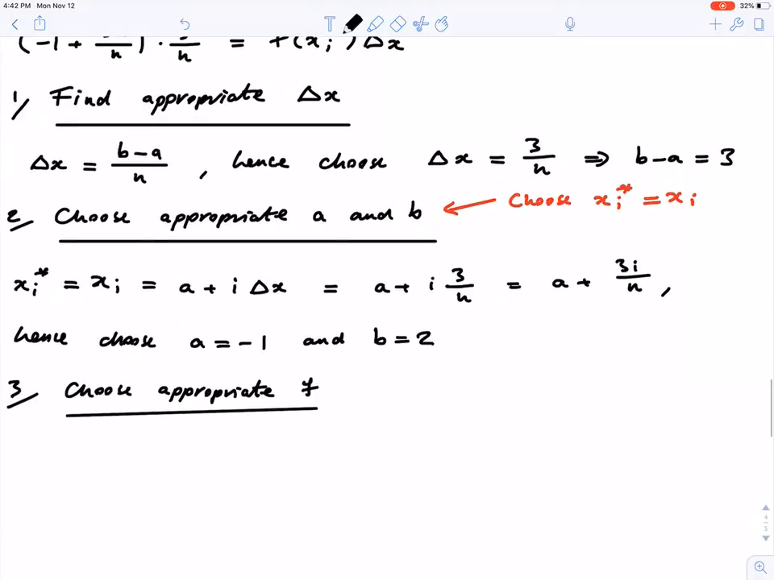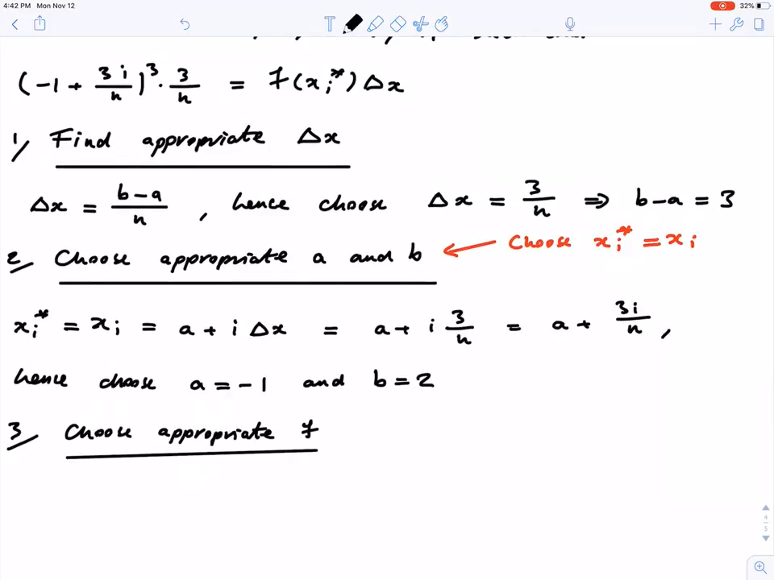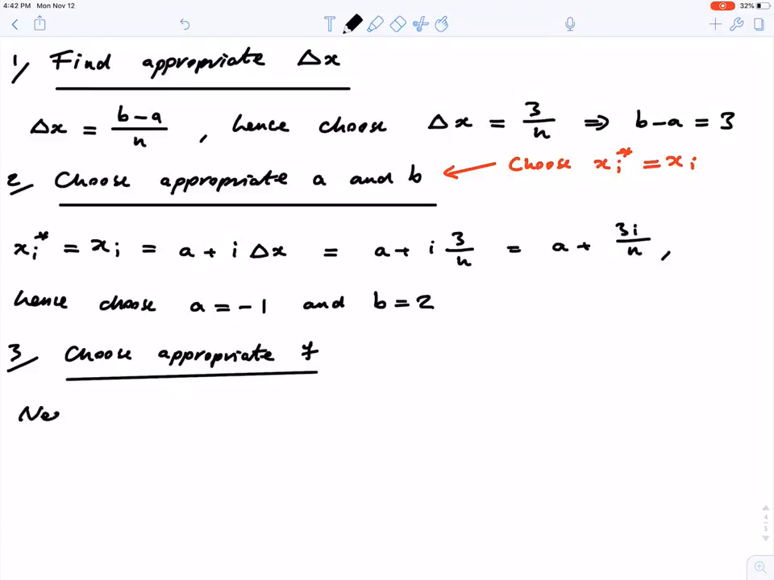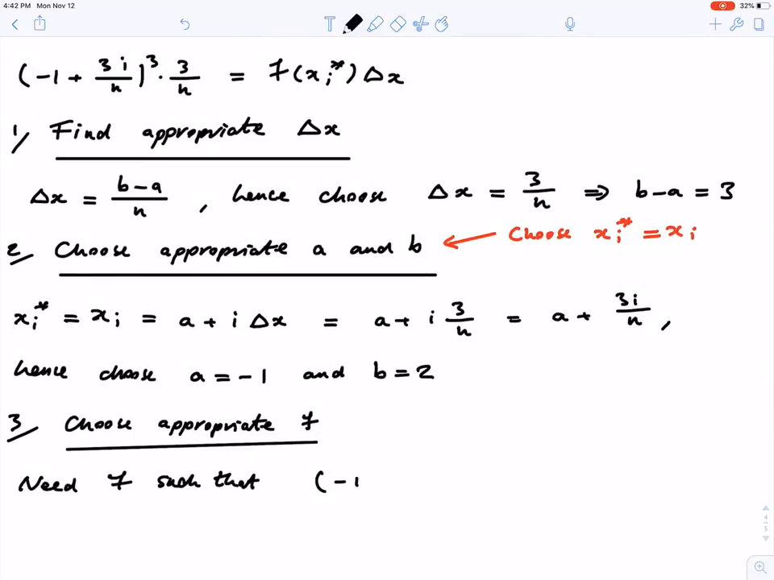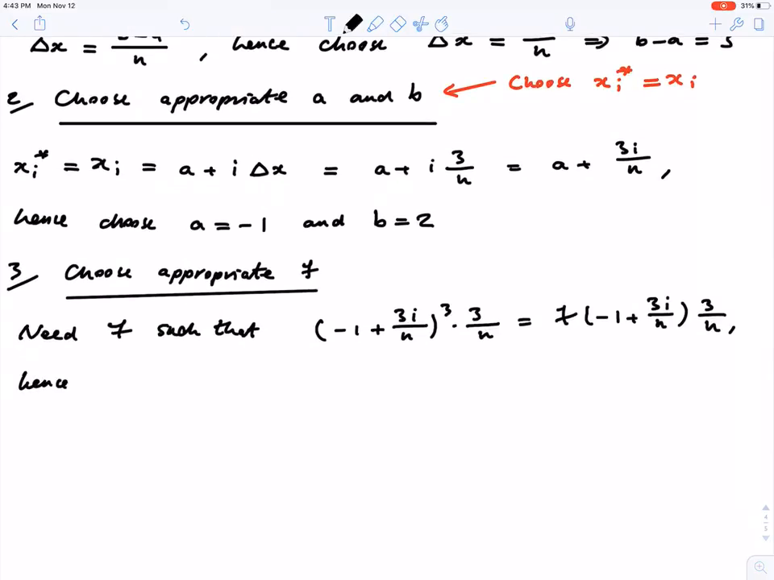So finally, what have we got? Well, let's just put everything together. So we've got xi star, we've got delta x, we've got everything. So we need f such that minus 1 plus 3i over n, to the 3, times 3 over n is equal to f of xi star, but that's now equal to minus 1 plus 3i over n times delta x, that's at the very top up here. Well, that's 3 over n. So I'm really close. In fact, I can immediately read something off. So hence choose f of x is equal to x cubed.